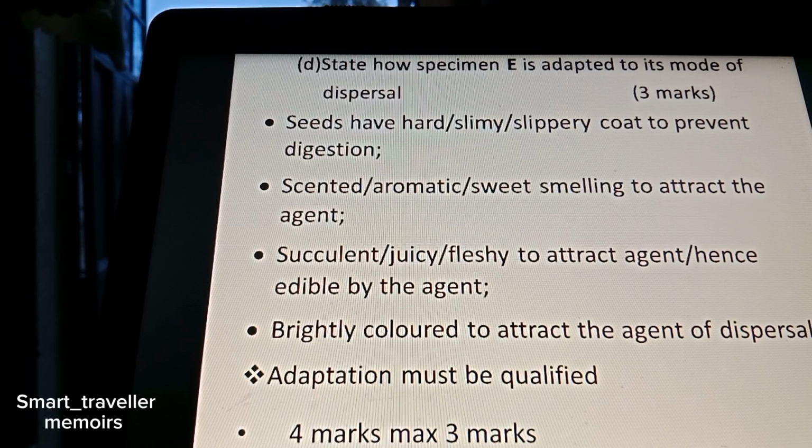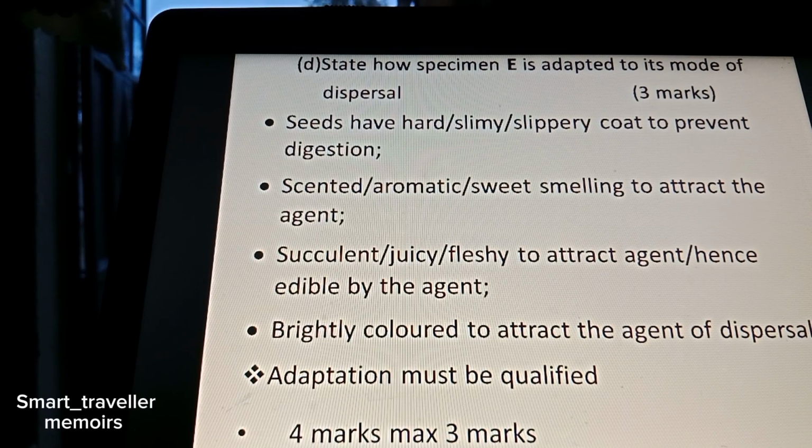Number 3, succulent to attract the agent, or succulent, hence edible by the agent. Juicy, hence edible by the agent. Fleshy, hence edible by the agent. Brightly colored to attract the agent of dispersal.